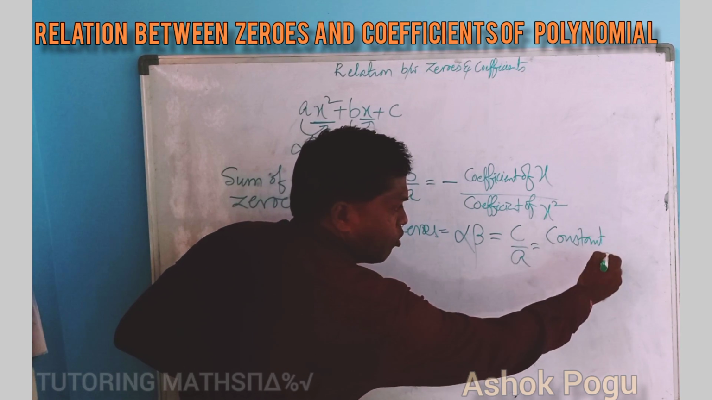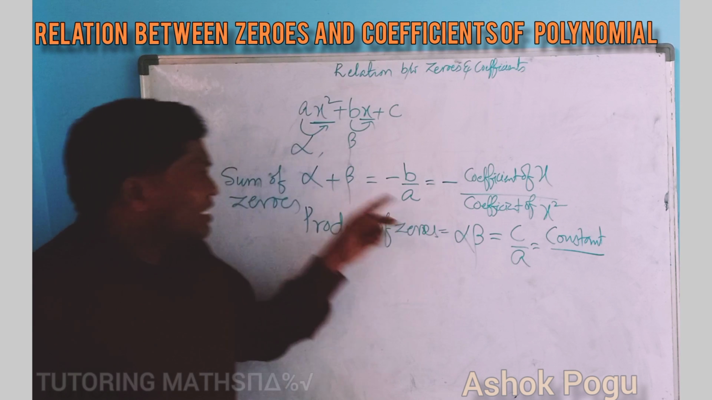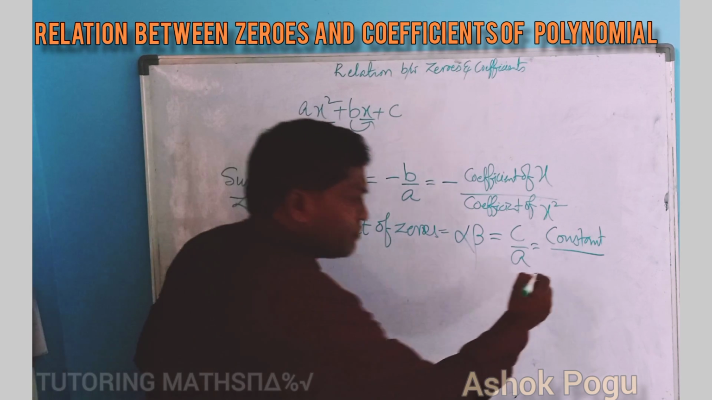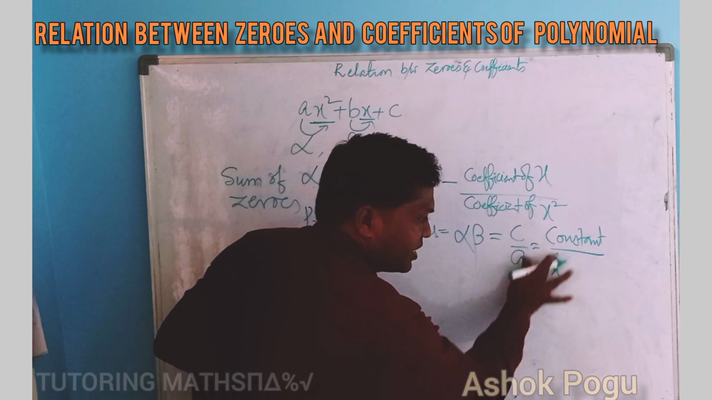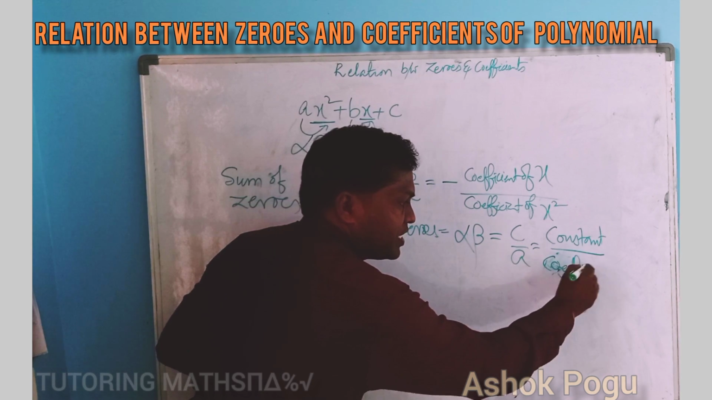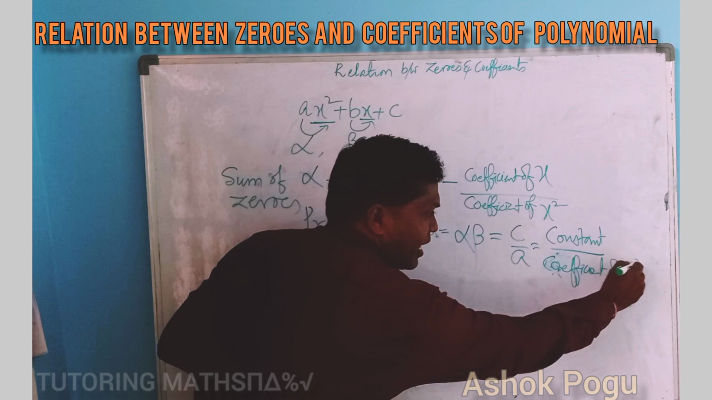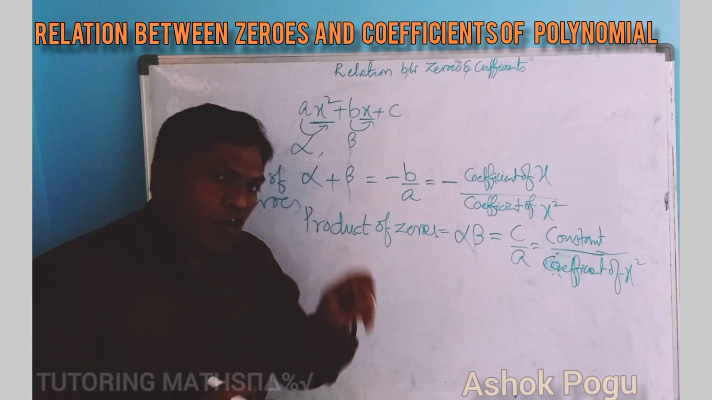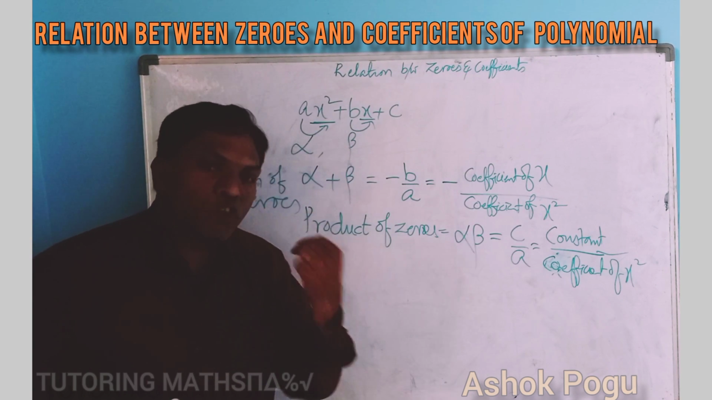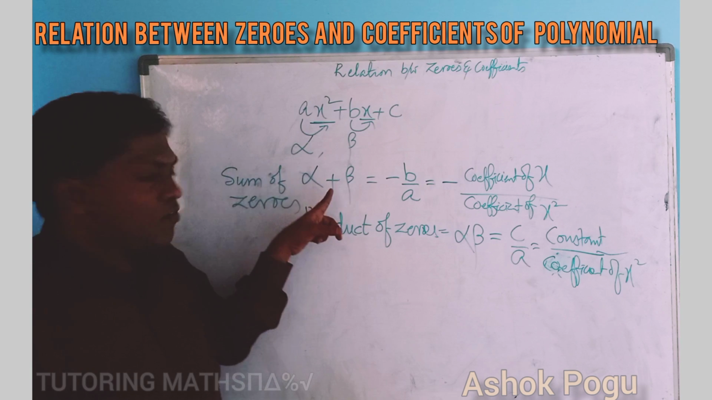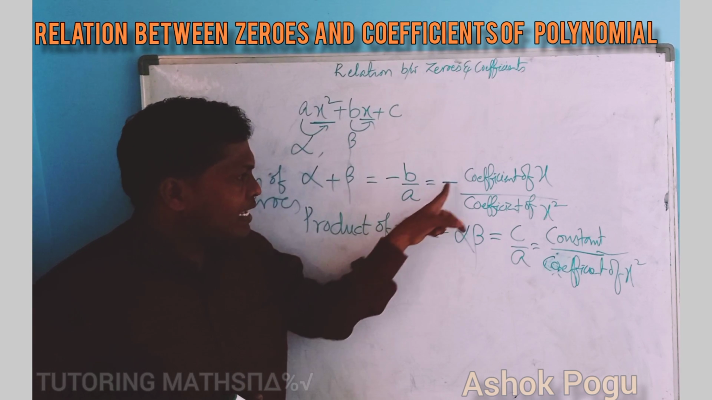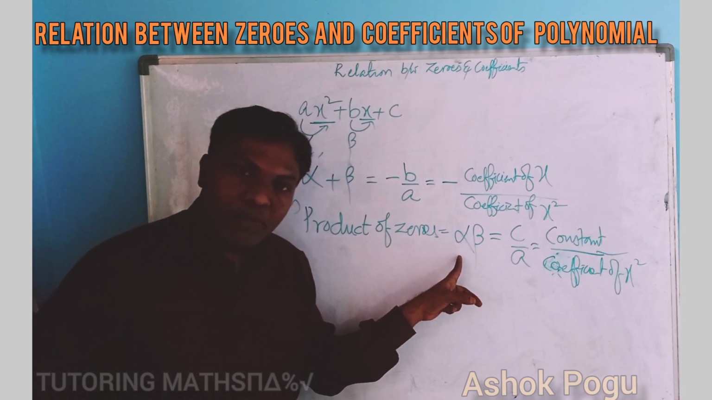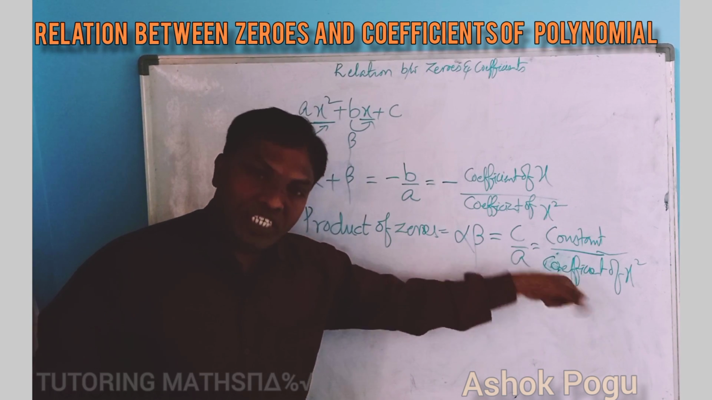So constant by a. What is a? Just now we did it in the previous formula. A is the coefficient of x square. So keep these points in mind, because we are going to discuss the concept related to these two formulae. Once again, alpha plus beta, the sum of the zeros, is minus b by a, that is minus coefficient of x by coefficient of x square. Product of zeros alpha beta is c by a, constant by coefficient of x square.